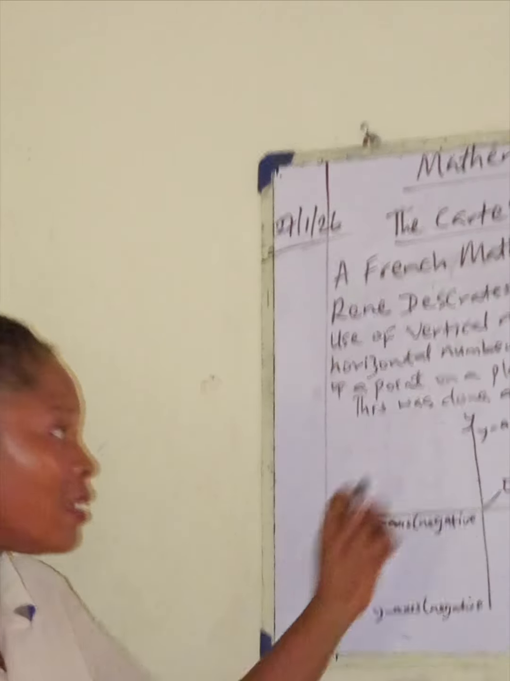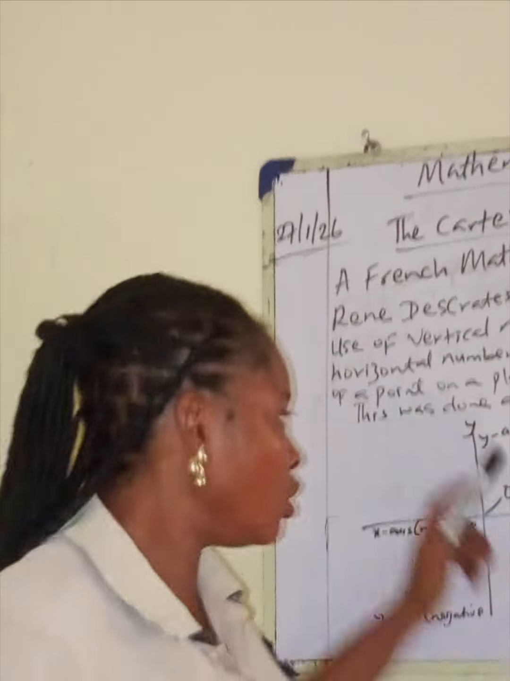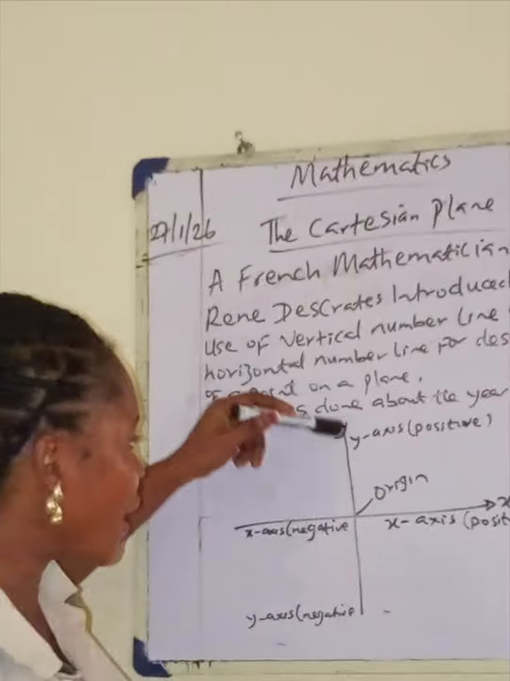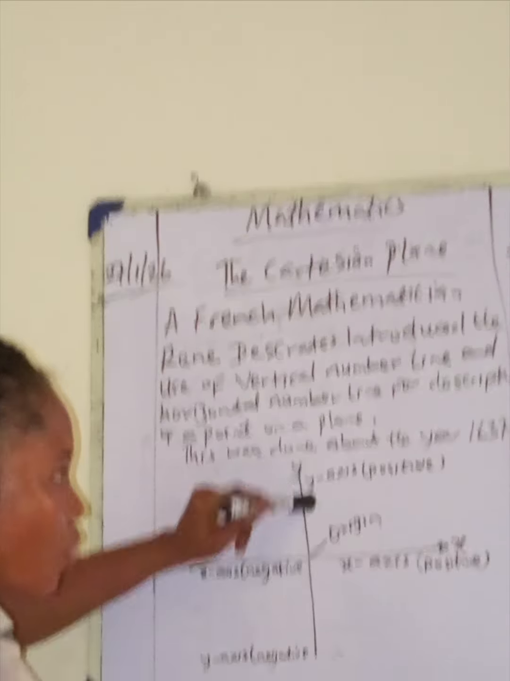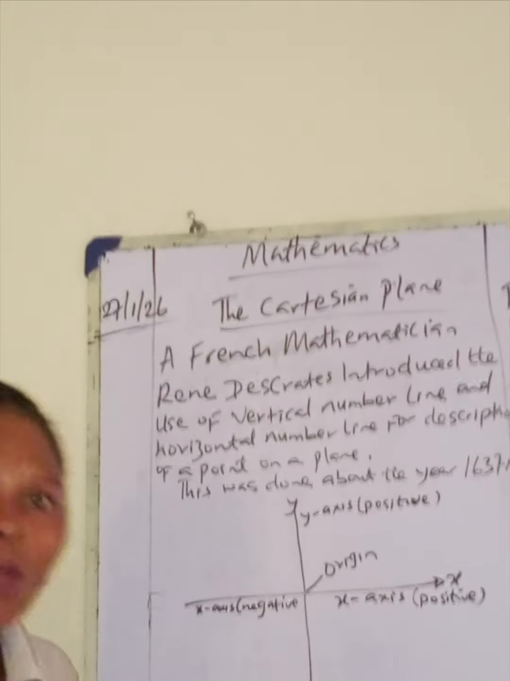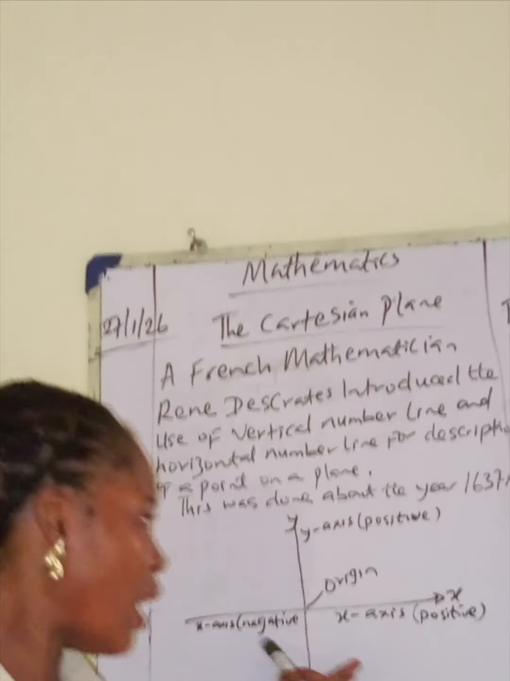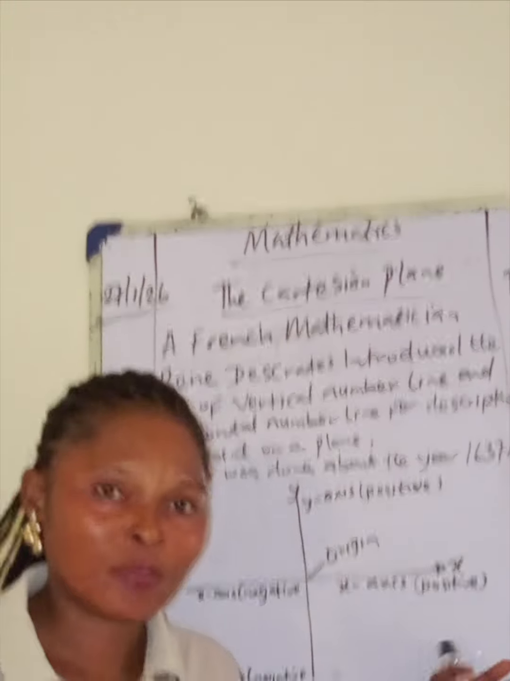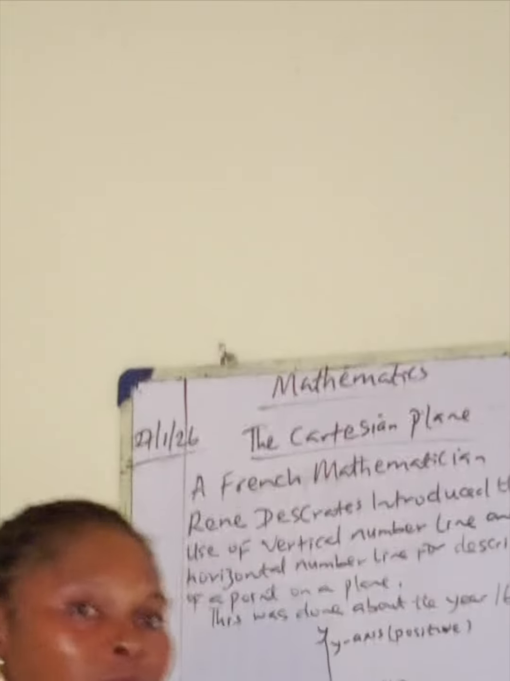The x-axis for negative numbers. The same thing applies to the y-axis. This is our y-axis for positive numbers. This is our y-axis for negative numbers. And this is our origin. When we are dealing with a graph, this is where we are going to start from when we are asked to plot.